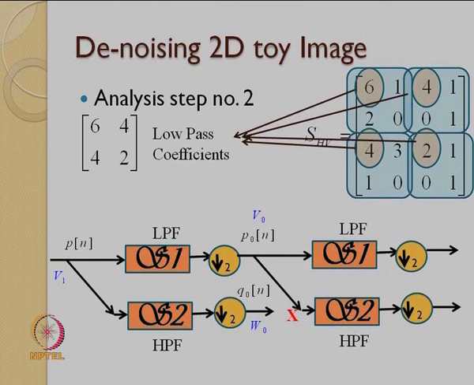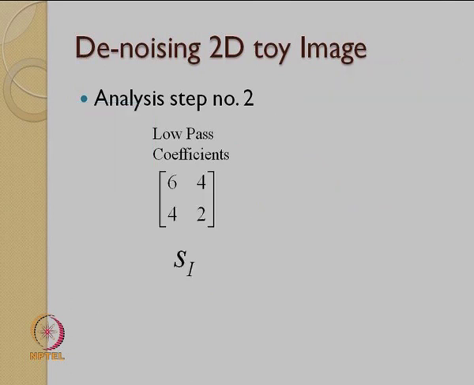So, we are going to segregate all the approximated values and we are going to call that S of I. So, what I will have is 6, 4, 4 and 2. I am talking about only these values, only the approximated values. I am going to call this 2 by 2 matrix S of I. And if I do multiplication of that with A, and typically we know how 2 by 2 A would look, then it will be like this.